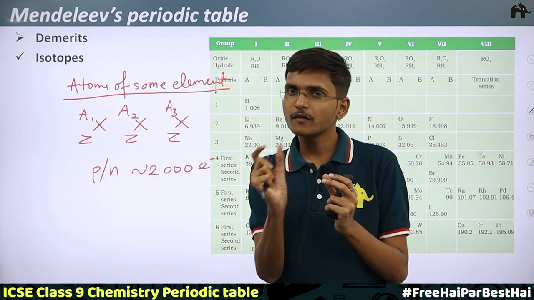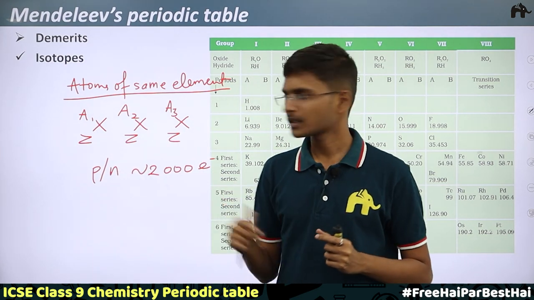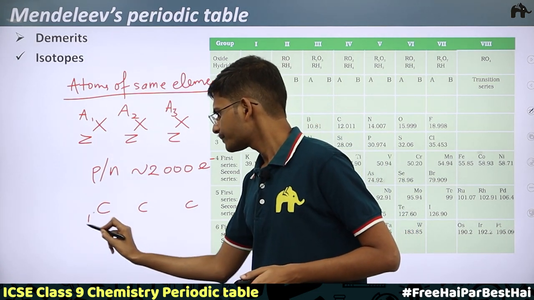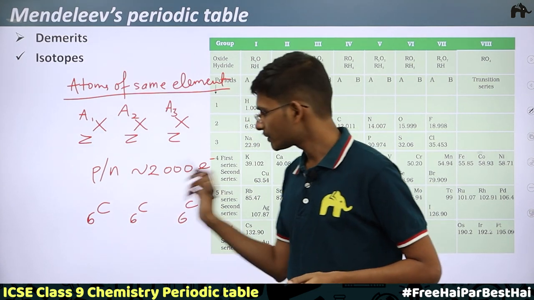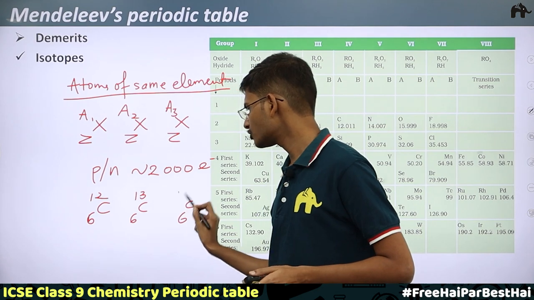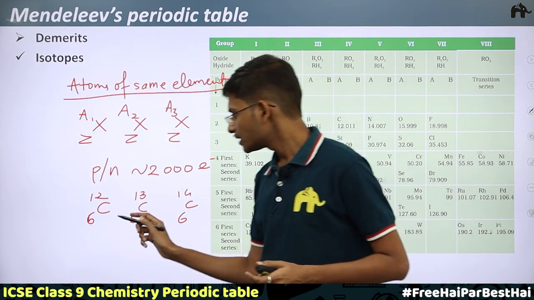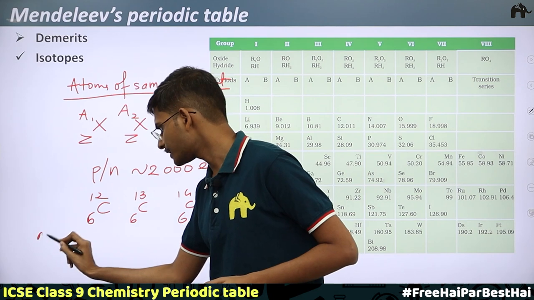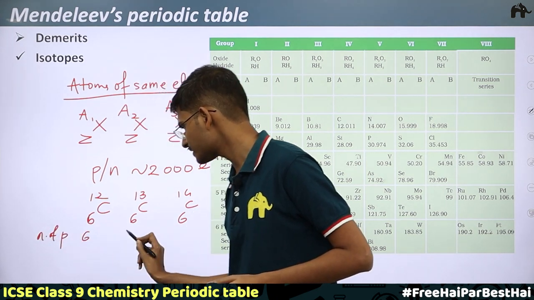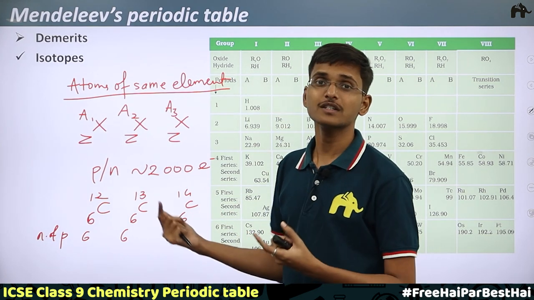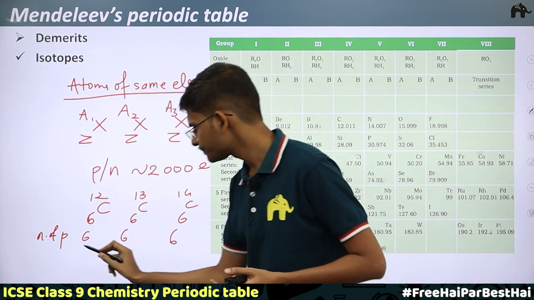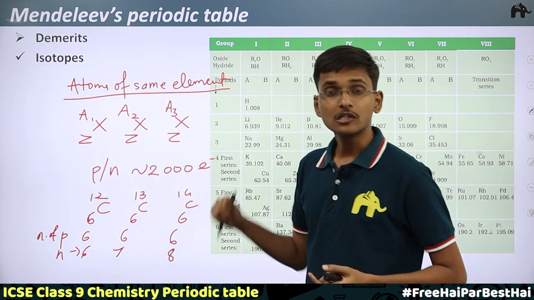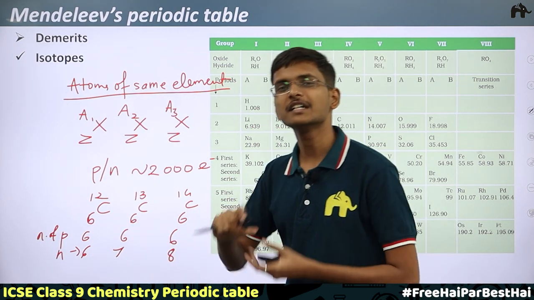So we say that most of the mass of the atom is concentrated in the nucleus, and the sum of the number of protons and neutrons differs in these atoms. For example, let's see carbon's isotopes. Here the atomic number is 6 for all the atoms, but the mass number varies from 12 and 13 to 14. The number of protons is exactly 6 in all the atoms, but the number of neutrons varies: here it's 6, here it's 7, here it's 8. So in short, these are atoms of the same element having different numbers of neutrons.